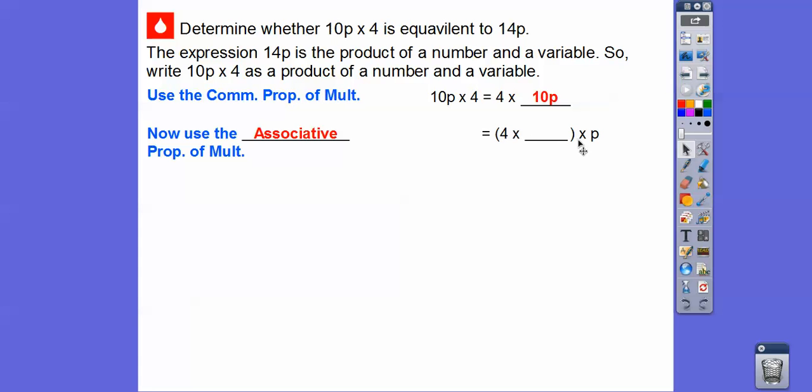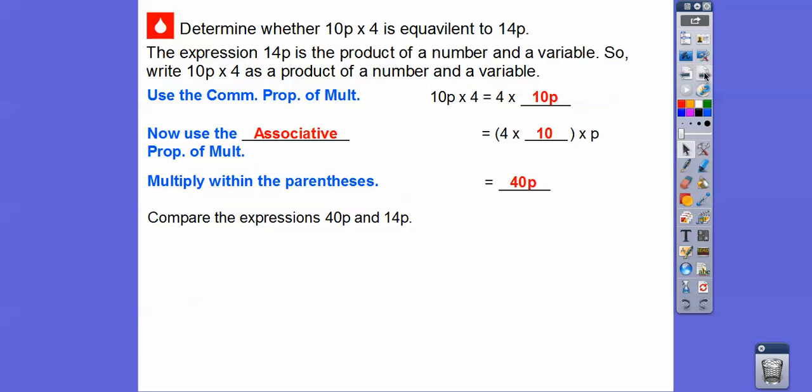Almost always, not always, there is an example in this lesson where we have parentheses and it's not associative. I'll show you. But most of the time you see parentheses, think associative. The associative property just says instead of grouping the 10p together, we're going to group the 4 times the 10 together. Here's 4 times 10p, so instead we group the 4 times 10, times p. So now we multiply 4 times 10 is 40.